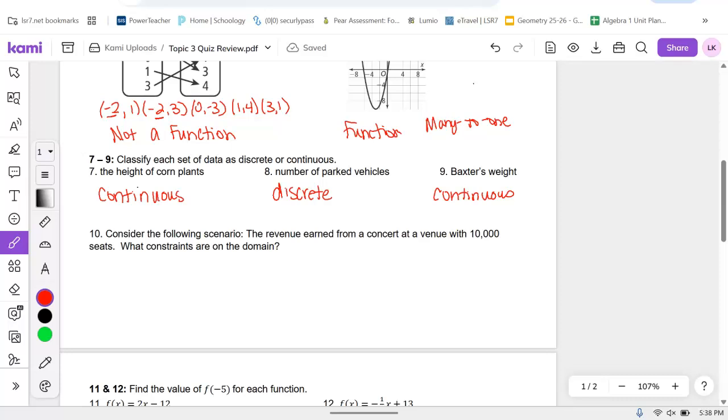Number 10 says, consider the following scenario. The revenue earned from a concert at a venue with 10,000 seats. What constraints are on the domain? So the range is the revenue earned. Whereas the domain is the number of seats. So you could sell 0 seats all the way to 10,000 seats and anywhere in between. So you could have from 0 is less than or equal to x, which is less than or equal to 10,000.